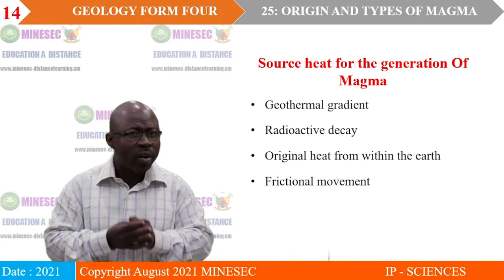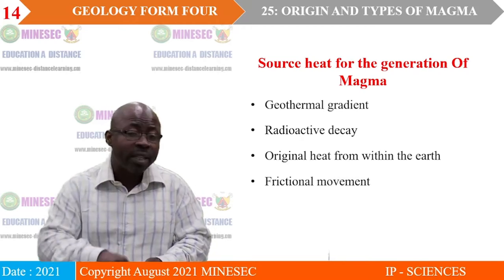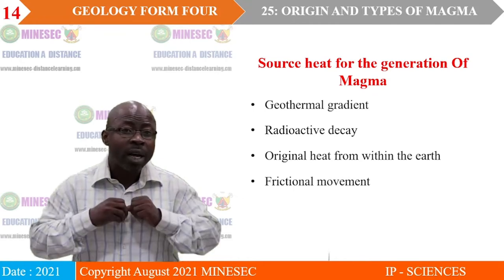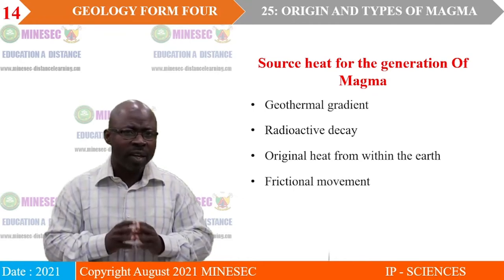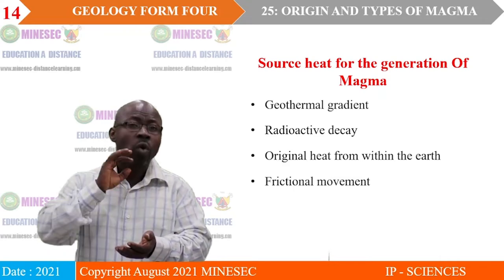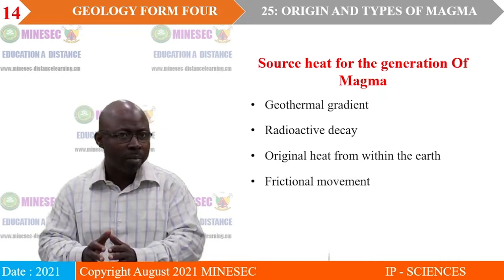And then we have another source of heat, original heat from within the Earth. The Earth itself has processes that are going on, and this process that takes place releases small amounts of heat that accumulate to become huge, and hence will cause materials to melt, which will lead to the generation of magma.